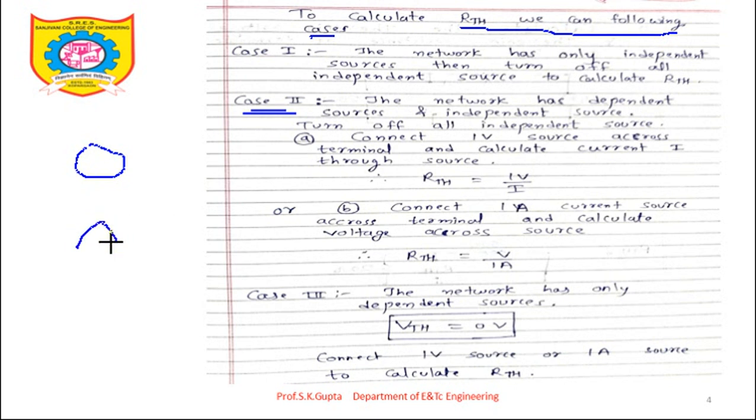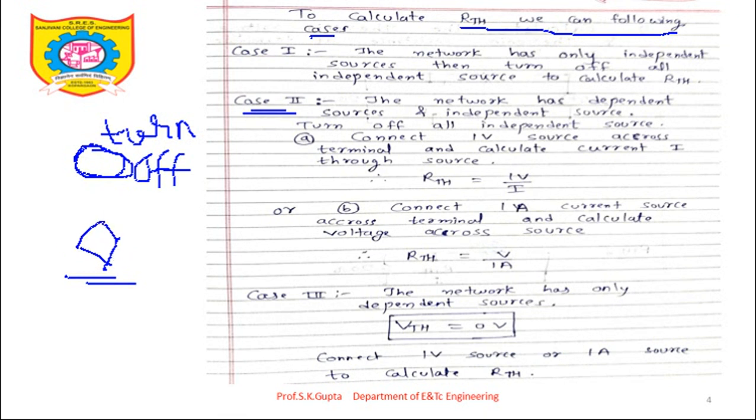Now case number 2: the network has dependent sources. That means some diamond shaped sources and some independent sources, that means sources with a circle. In that case, you have to turn off the independent sources, and what about dependent sources? We will keep them as they are, just as in the superposition theorem, where we keep dependent sources as they are.